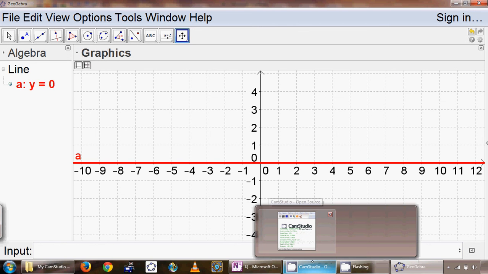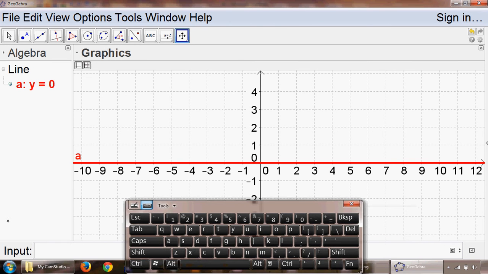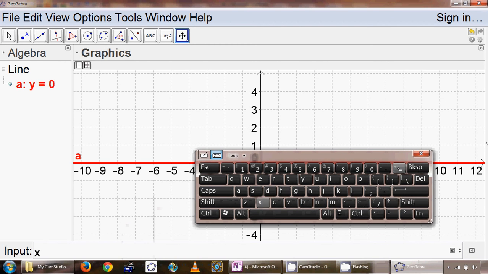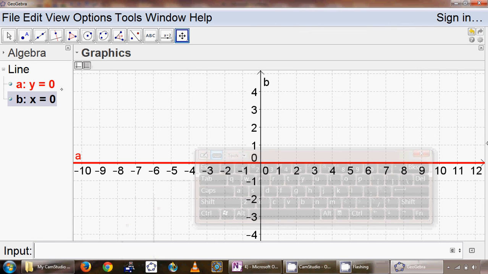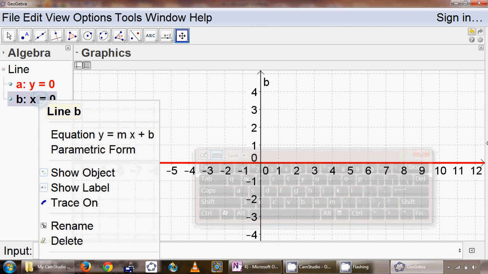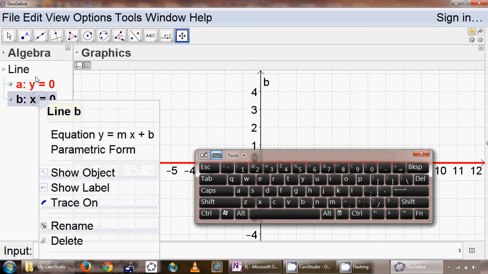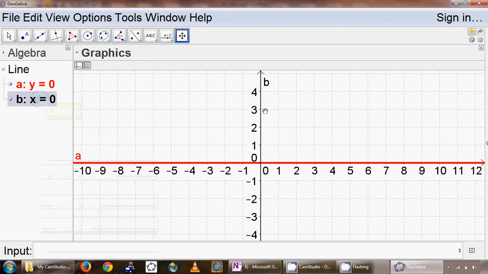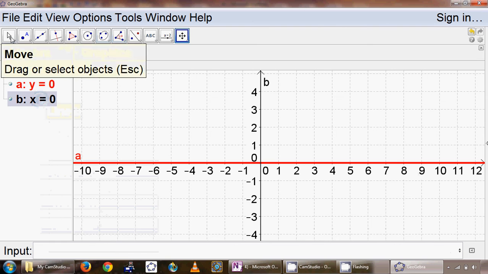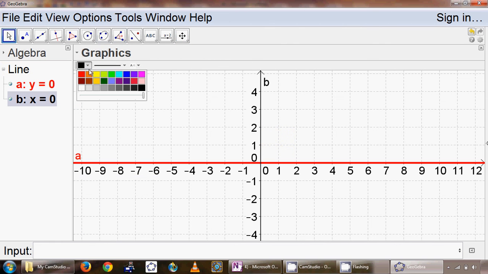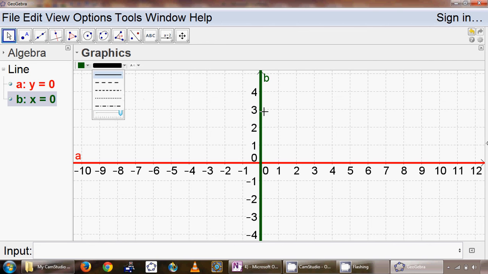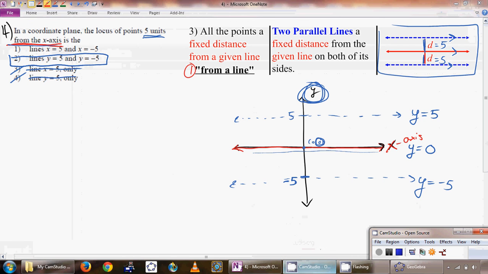So using the same logic, the y-axis would be x equals 0. So let's graph that, x equals 0, and then I'll make that a particular color. Let me select this line, change it to, let's make it green. Yeah, let's make it bigger. See, the y-axis is the line x equals 0, and the x-axis is the line y equals 0. That will come up in a problem later.